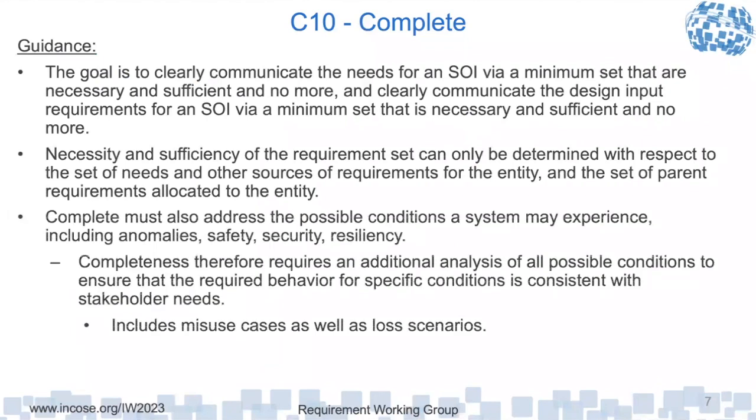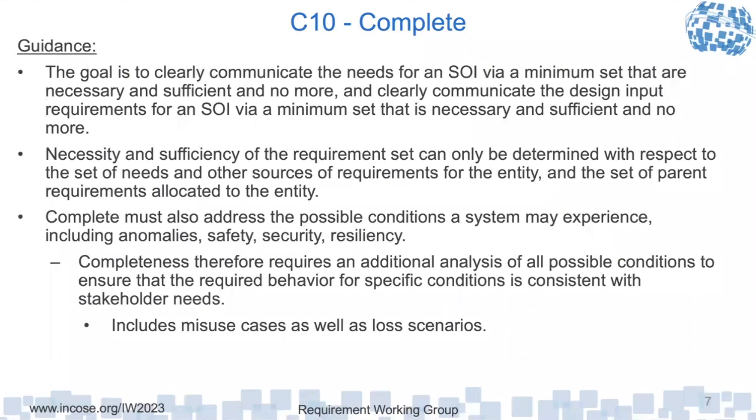Necessity and sufficiency of requirements can only be determined with respect to the set, versus the requirements to the entity and the set of parent requirements to the entity. It also addresses possible conditions and experience, including anomalies, safety, security, resiliency. That's something I've added that's not currently in there, but I'm going to add that.